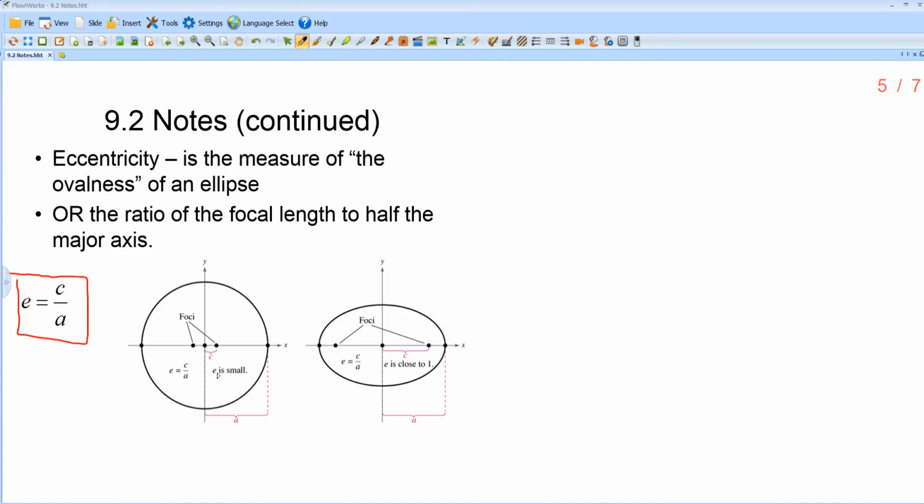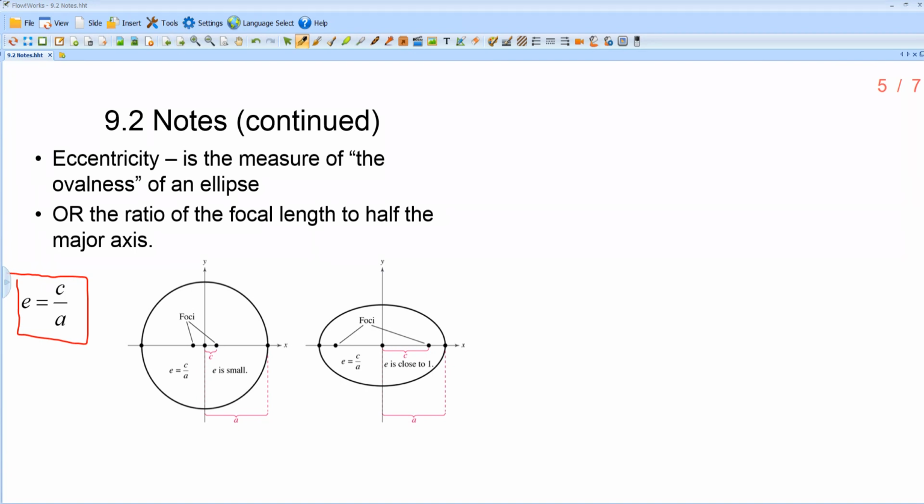So an e value that's very small, when there's a small ratio of focal length to half the major axis, means that this is going to look more and more like a circle. e always has to be something between 0 and 1. An e value of 0 would mean this is a circle. And then if e is closer and closer to 1, you get something that's going to look more and more ovally, or have more ovalness to it. Eccentricity. Man, it's the best definition.